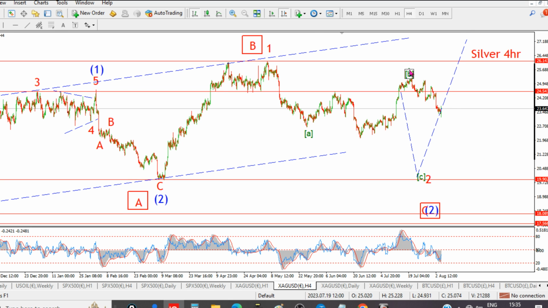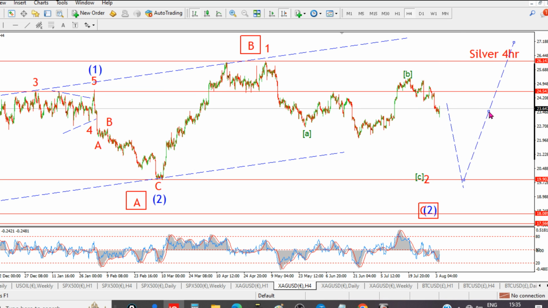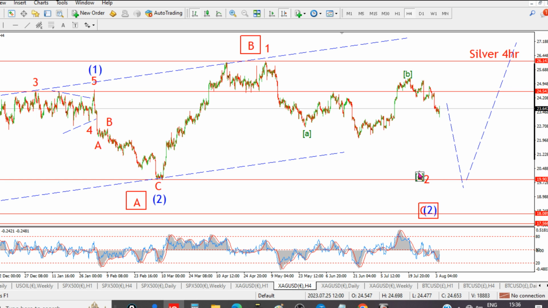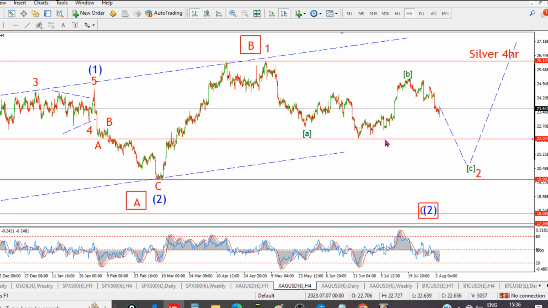Here is silver. We have rolled over in silver. Here's the 4-hour count. I haven't updated it in a week, I'd say. Overall, looking for wave C of 2 to come down somewhere down around 2050, maybe $21. That would be a safe decline. Initially, the initial target would be a break of this intermediate low here, about $22. So at a minimum, I'd like to see a break of $22.